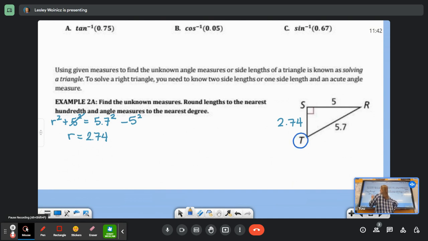T. Okay, so for T, do you see that we have the opposite and the hypotenuse? I would suggest not using the one that you just rounded on because then you introduce a rounding error. Just saying. Okay, so which trig function uses opposite and hypotenuse? Yeah, the sine. So we know that the sine of angle T equals 5 over 5.7.